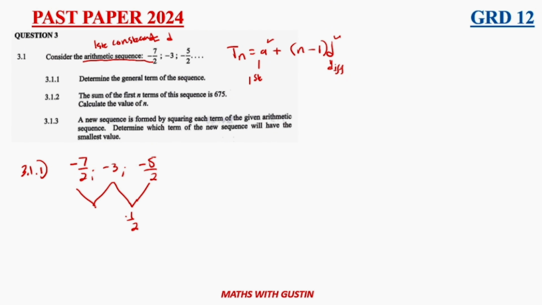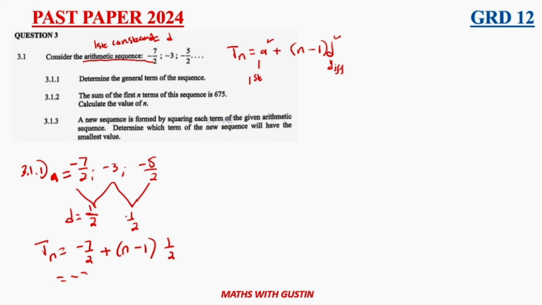-3 minus -7 over 2, punch that in your calculator, is going to give us 1 over 2. Great. So now this is our constant difference. Therefore, this is equal to our first term, which is A. If we were to substitute this into our formula, we have first term, -7 over 2, plus n minus 1, all in brackets, times the difference of a half.